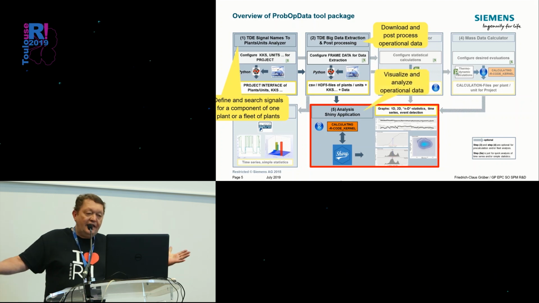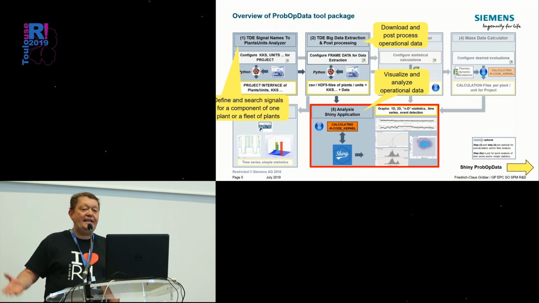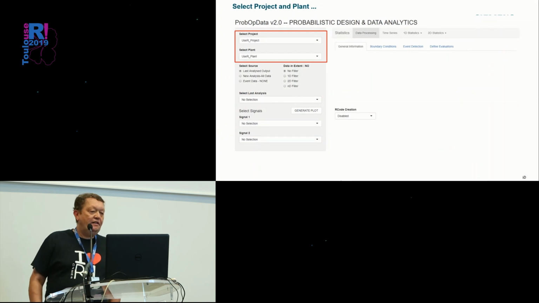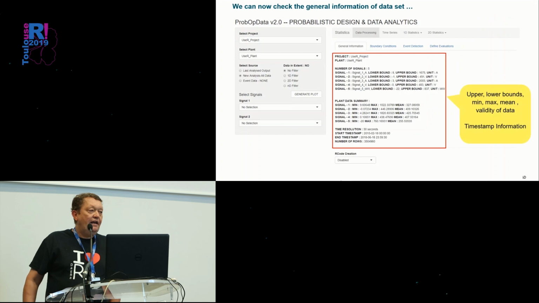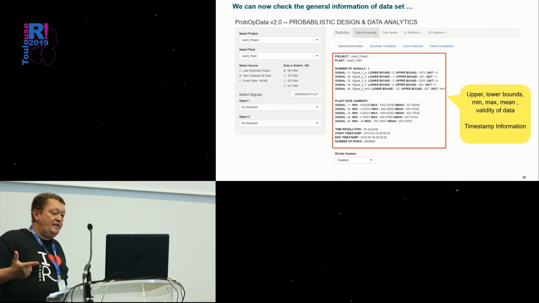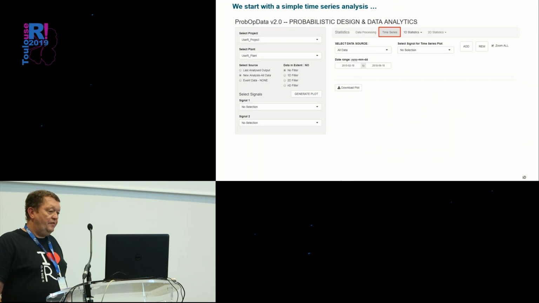And then they use our prototype of a Shiny application to visualize and analyze the operational data. We start with a menu for general settings on the left, and on the right we have some analysis types. It typically starts with a project and a plant, and you immediately get the signal information like minimums, maximums, means, the validity of the data, and timestamp information, of course, too.